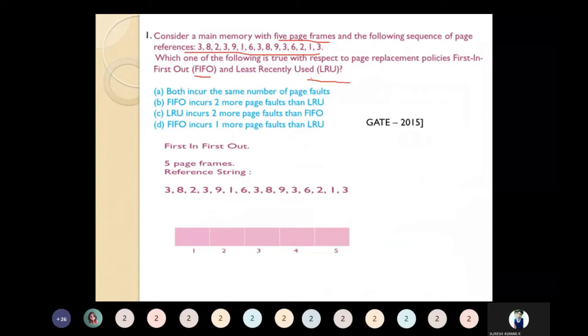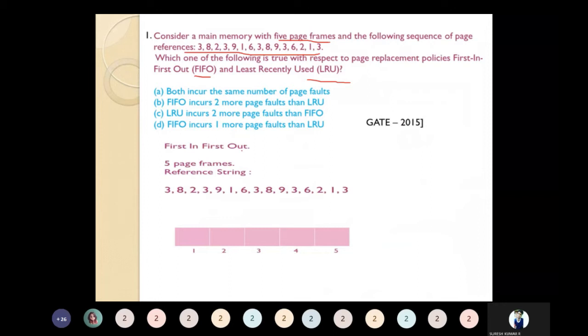We have to find out how many page faults for FIFO and how many for LRU. From this we have to choose among the options: both incur the same number of page faults, or FIFO incurs 2 more page faults. From these 4 options, we have to choose any one. This question was asked in GATE 2015. Now we have to solve this question by the FIFO method, that is first in first out.